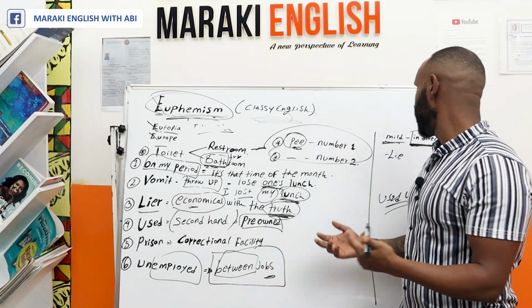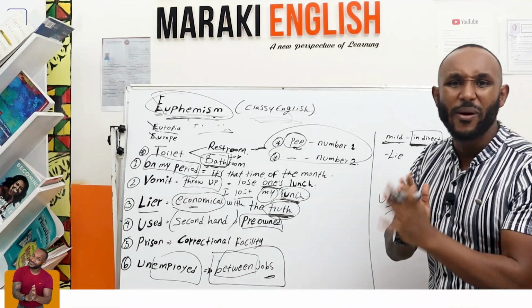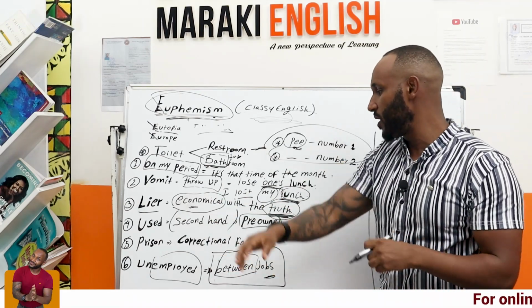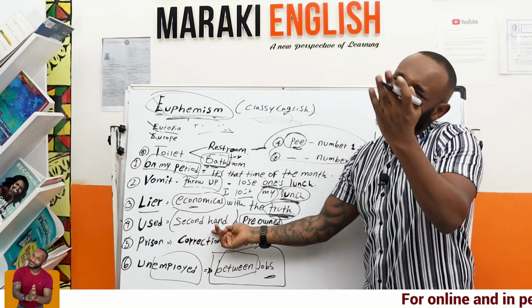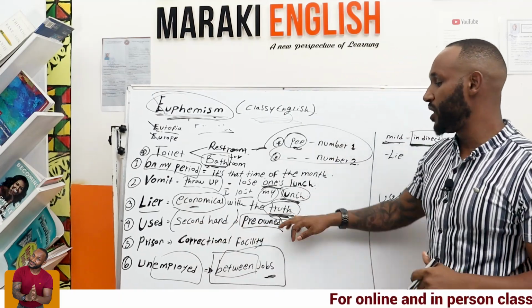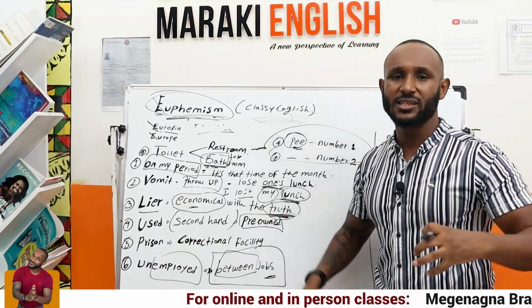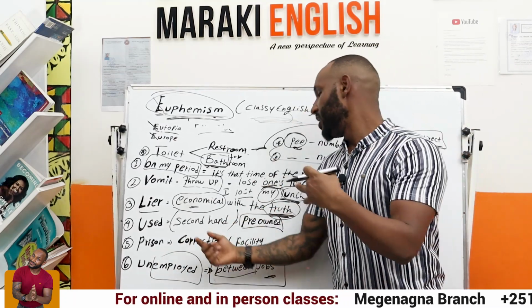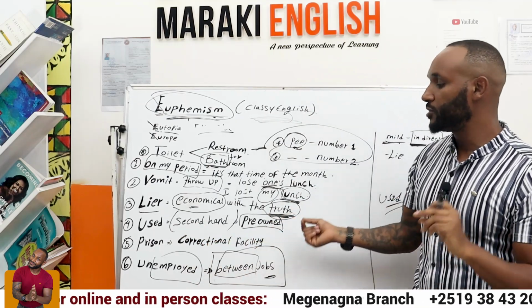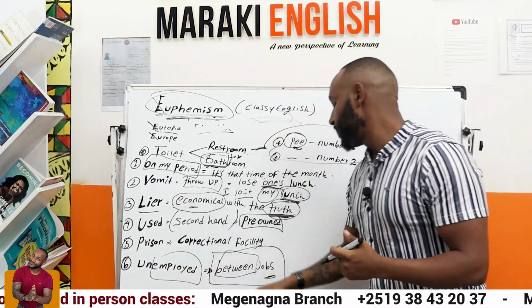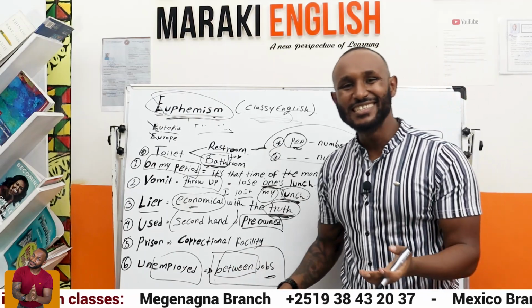Used is not a good word, because if something is used up, nobody wants it anymore. They used it and they threw it away. So instead you can say secondhand. If you're not happy with that, you can say pre-owned. This is a better word, if you ask me. Number five, you have prison. Prison is where people go to get punished. Instead of saying that, you can say correctional facility. Unemployed, between jobs. Nice. Good.